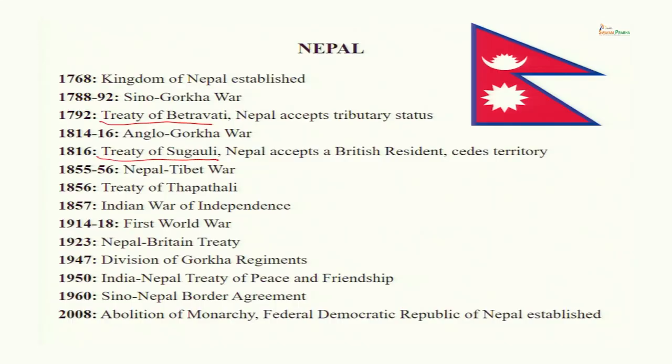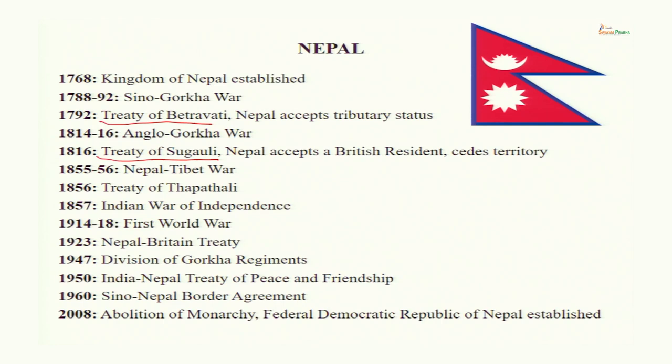Nepal was trying to expand into India because Tibet had been blocked because of the Chinese intervention. So they decided to expand into Indian kingdoms, and the East India Company, which believed itself to be a protector of the Indian kingdoms, intervened. And then there was the Anglo-Gorkha War, in which again the Gorkhas were defeated, although they fought very bravely. So in 1816, the Treaty of Sugauli was signed, in which Nepal accepted a British resident in Kathmandu.